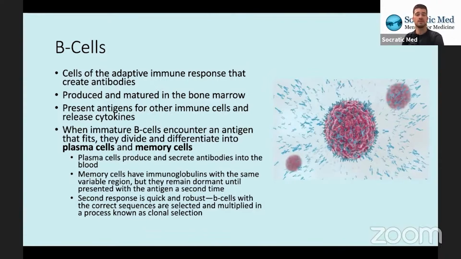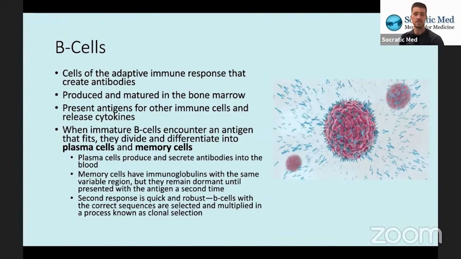So you can remember that we have B cells and T cells. B cells, B is for bone marrow, because that's where they mature. T cells mature in the thymus. So B, bone; T, thymus. All of them are produced in the bone marrow, but T cells are matured in the thymus, while B cells are produced and matured in the bone marrow. They present antigens for other immune cells and they release cytokines. Obviously a lot of this function is shared between different cells, and a lot of these cells have multiple functions.